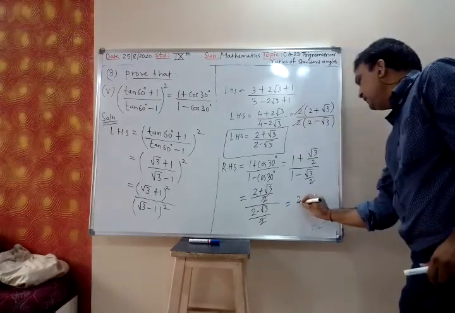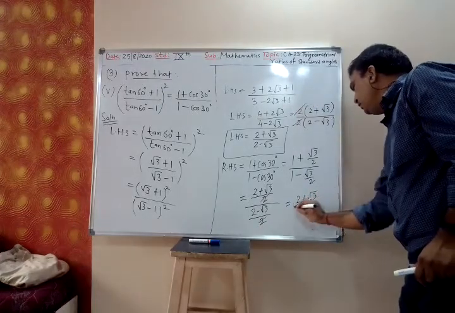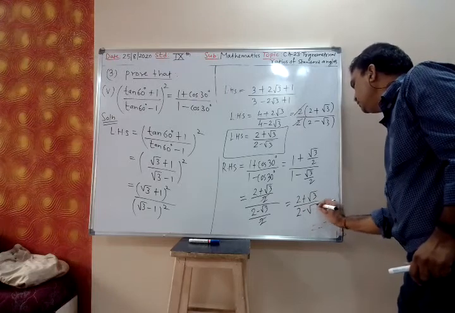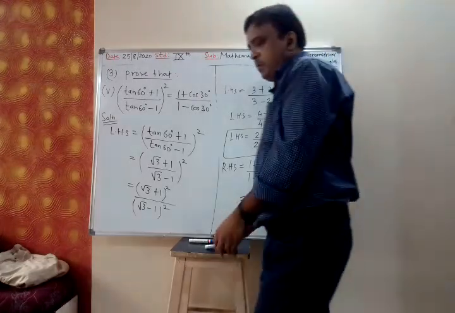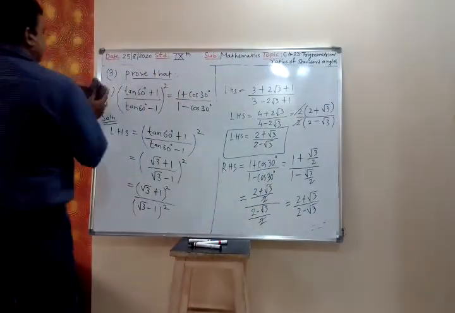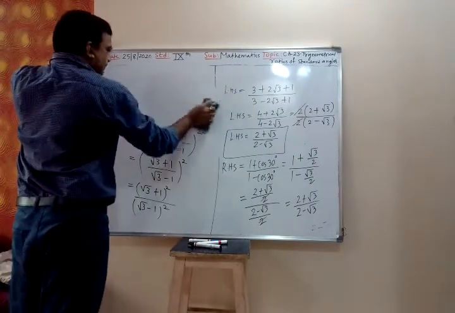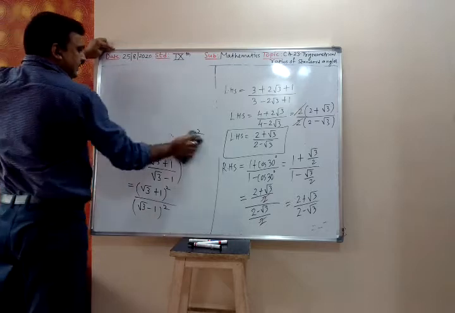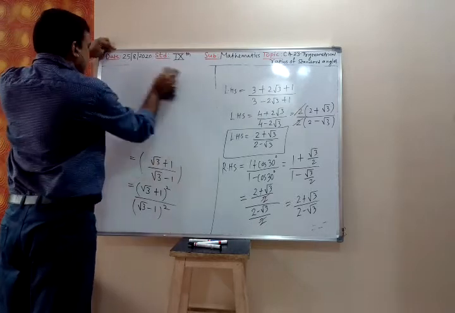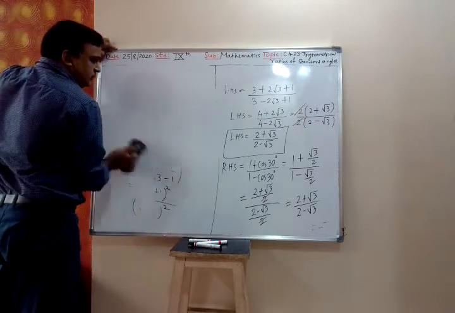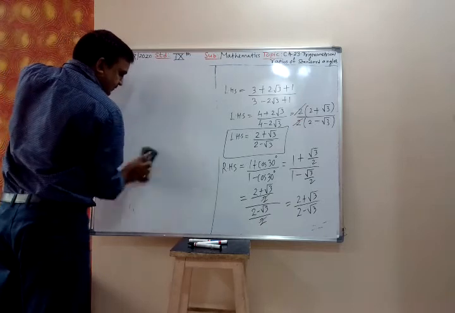That is 2 plus root 3 upon 2 minus root 3. So this is my right hand side. Right hand side is 2 plus root 3 upon 2 minus root 3.